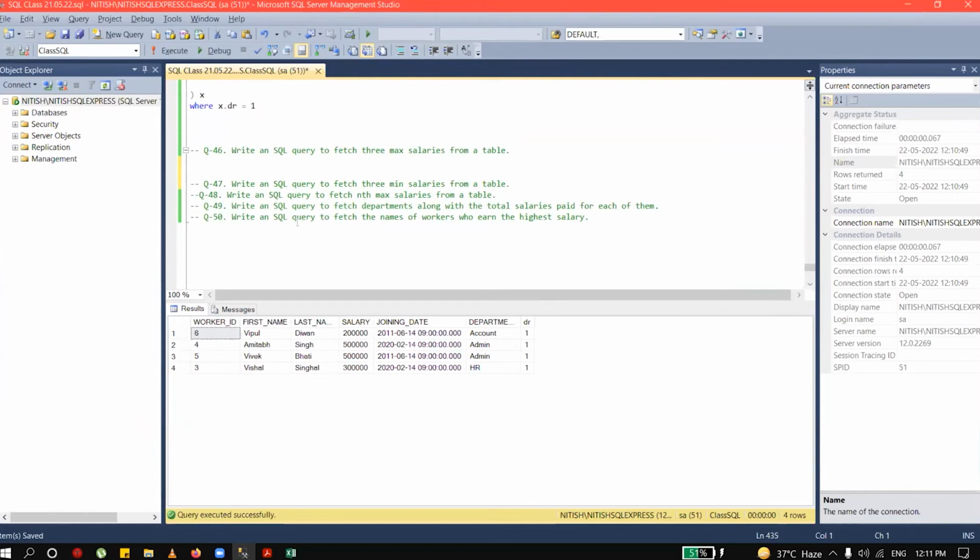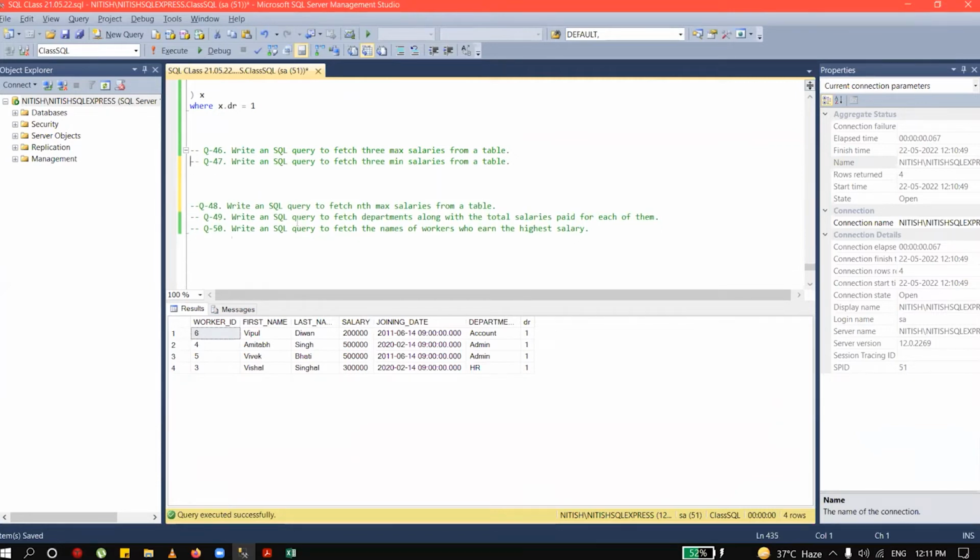Next question. Write an SQL query to fetch the 3 maximum salaries from a table. And then we have 3 minimum salaries also. So one I will do, one you will do. Same thing. I'm looking for persons who have the 3 maximum salaries. Sir, you can do it actually. It's just order by you have to perform, order and do it. So do it yourself.